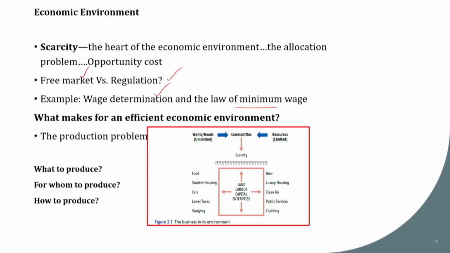So in the market, what makes for an efficient economic environment? In the free market economy, the three main production problems, such as what to produce, for whom to produce, and how to produce, are all determined by the market in the case of a capitalist economy. But in the case of a socialist economy, all these questions, all these problems, are answered by the government.